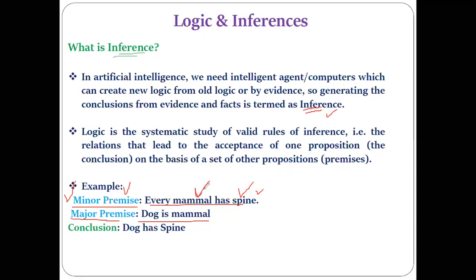That's the reason you are lacking in your English communication. You don't have the vocabulary skill, vocabulary power. What does mammal mean? Mammal means a warm-blooded animal. And spine means what? Spine means backbone. Now tell me, are human beings mammals or not?